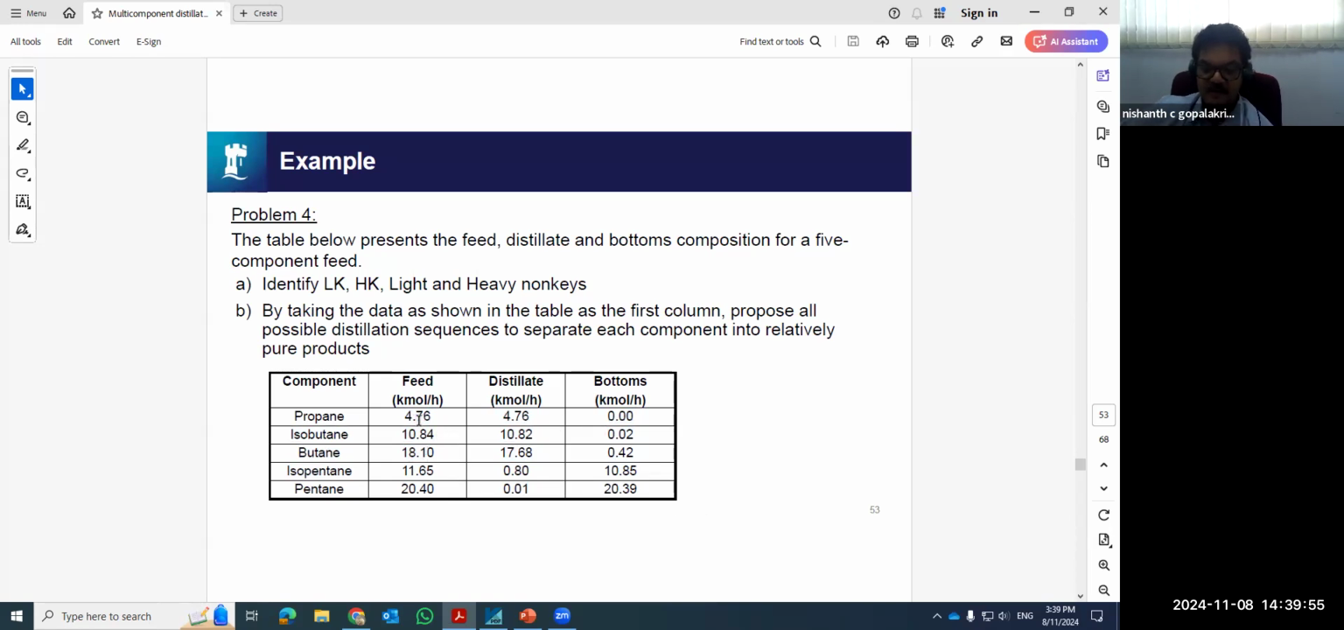So for example, propane, there is 4.46 in the feed, and all the 4.46 is at the top. Isobutane, 10.84 is in the feed, and out of that, 10.82 is in the distillate. And butane, 18.1 is in the feed, 17.68 at the top, 0.42 at the bottom. Isopentane, 11.65 in the feed, 0.8 at the distillate, 10.85 at the bottom. Pentane, out of 20.40, 20.39 at the bottom. So based on this, what can we see as the design targets? What are the components the designer is trying to keep at the top, and what are the components the designer is trying to keep at the bottom?